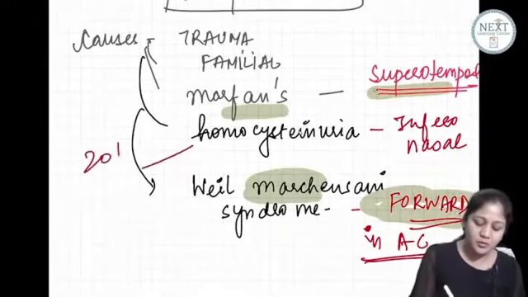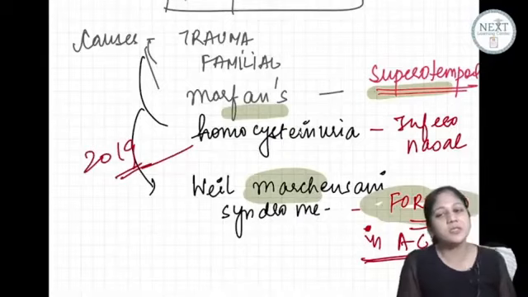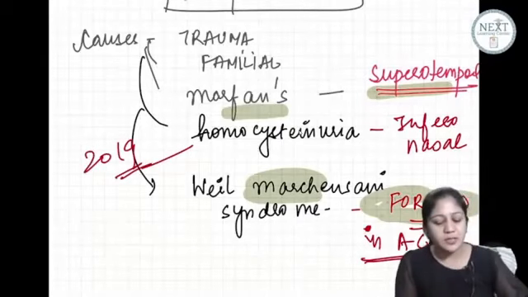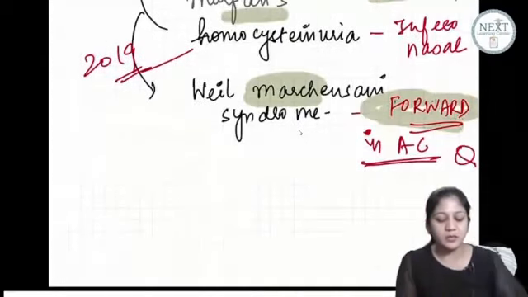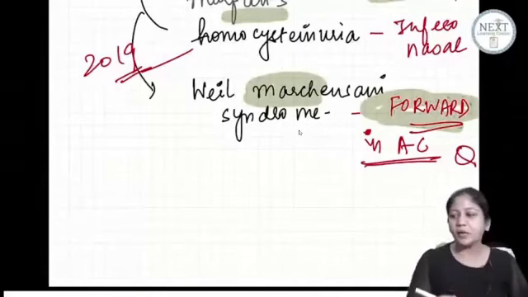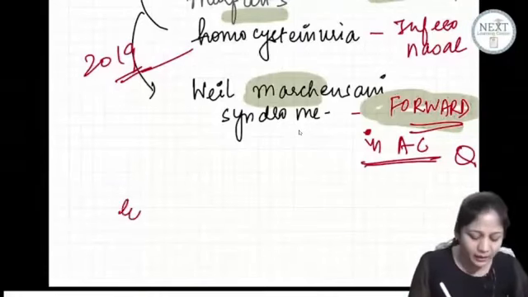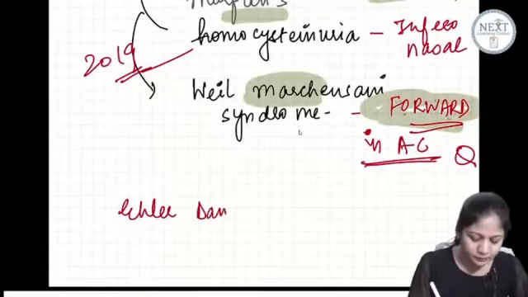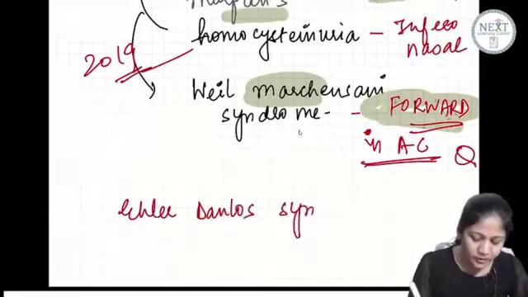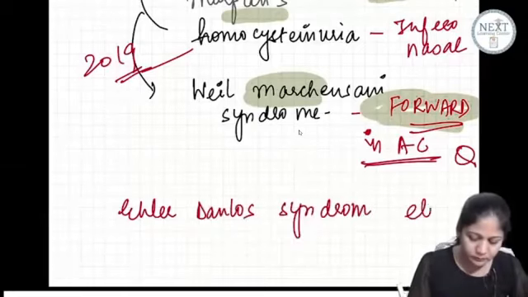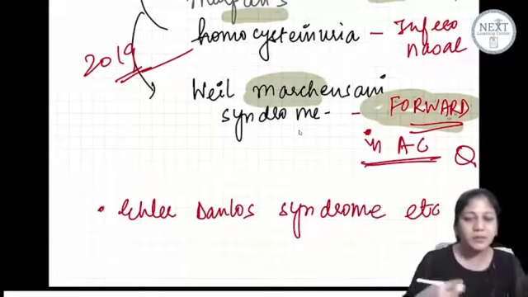This was the question in your 2019 exam. In homocystinuria, where do you see it? It is on the infranasal side in homocystinuria. Okay? There are many more, like Ehlers-Danlos syndrome, there are so many. It is seen in these too.